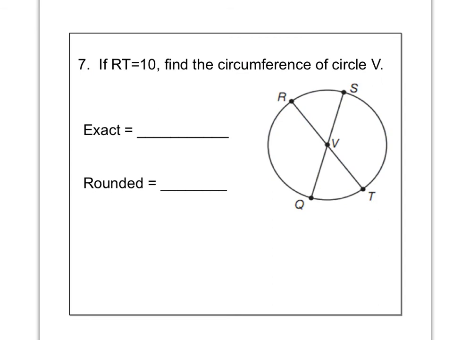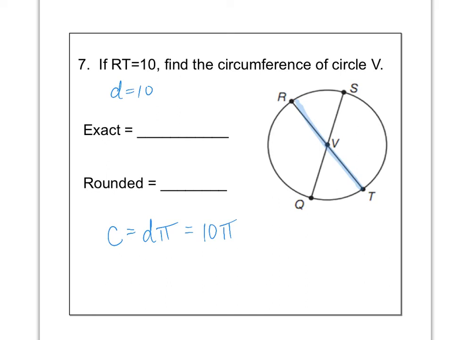Number 7, if RT equals 10, okay you guys, let's find RT. Looks like it goes all the way across, okay? So our diameter, I'm just going to jot that down. Our diameter is 10. Find the circumference of circle V. Well, remember what we said before. Circumference is diameter times pi. If our diameter is 10, then it's just going to be 10 times pi.